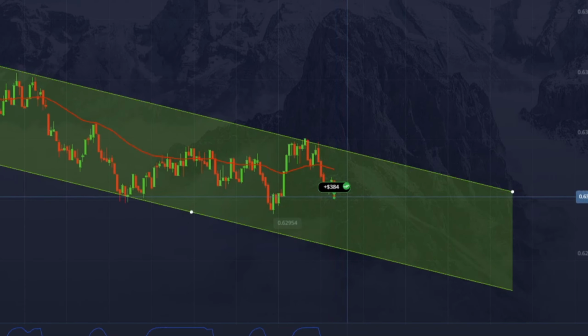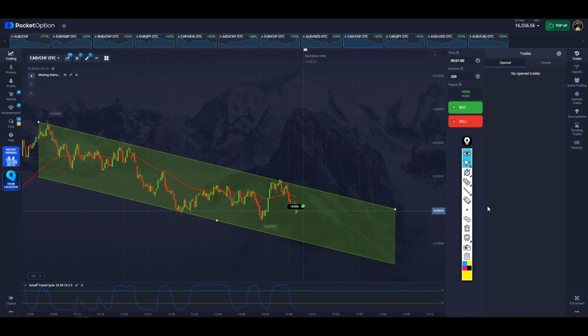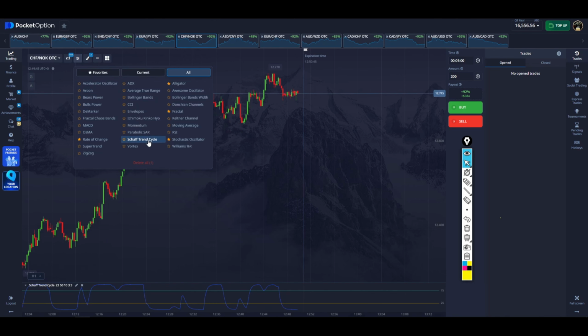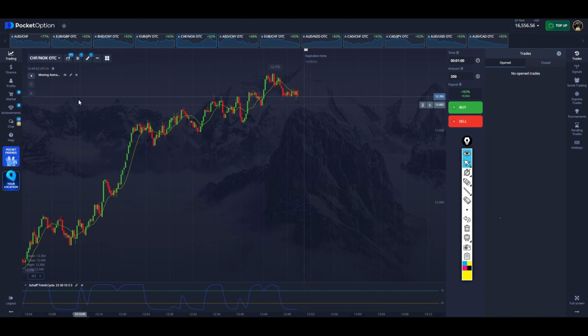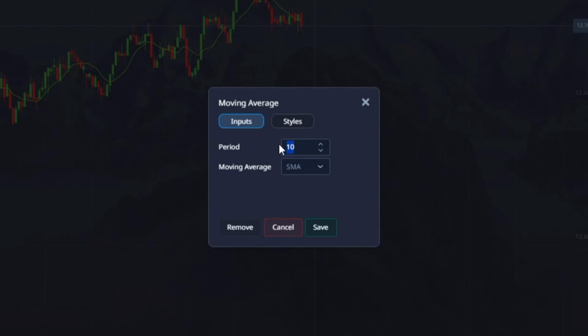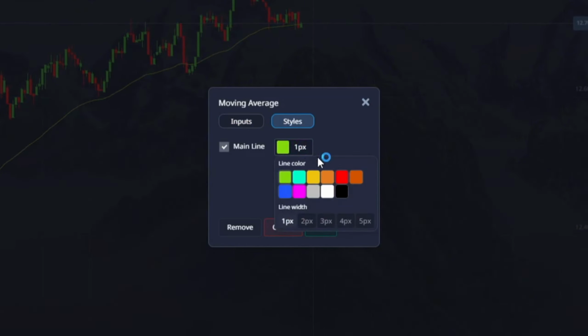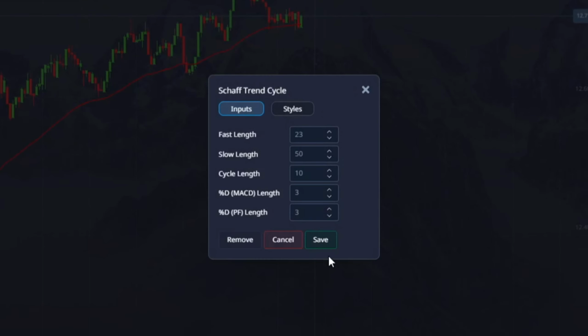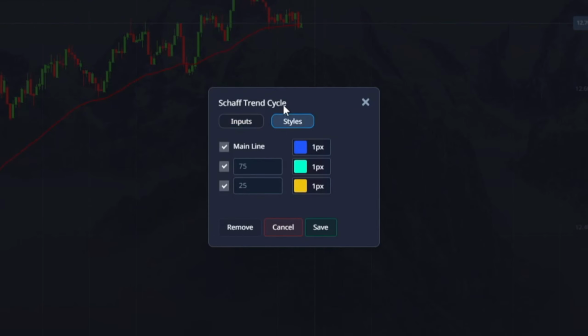All right, guys, let's move on to the settings. First, I enabled the Chande Trend Cycle and the moving average indicators. Now, let's set up the moving average. I choose the period of 50. Set the line style to red with 2 pixels thickness so it's clearly visible. As for the Chande Trend Cycle, I leave it with the default settings.